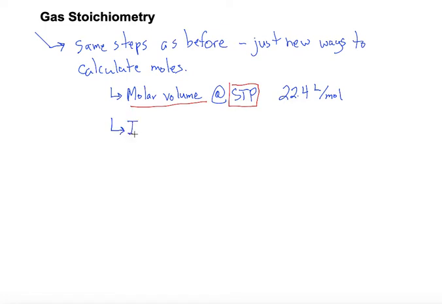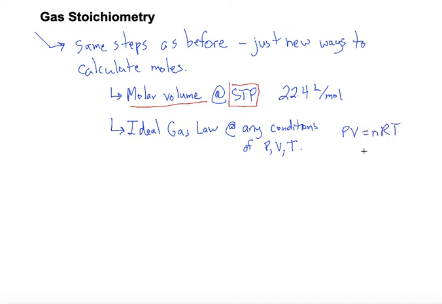What more often you'll use is the ideal gas law, because it doesn't matter what P, V, or T conditions you have. Remember, your ideal gas law is PV equals nRT. If you want to isolate for n, we divide both sides by RT, so we get n equals PV divided by RT. That's what we're going to use when working through these problems.